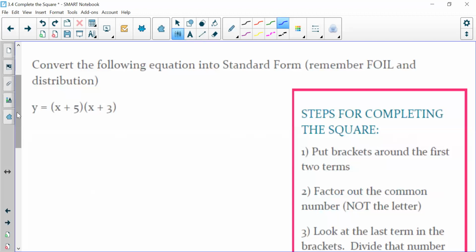Okay, who can FOIL this question for me? Let's go. Tegan.